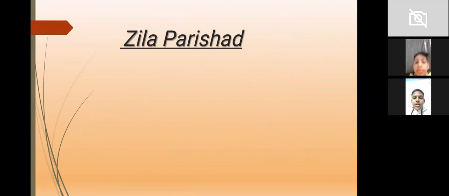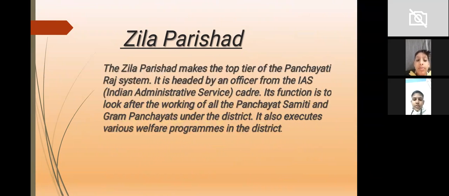Namaskar, my name is Sheer Bansal, presenting our topic on Jilla Parishad. The Jilla Parishad is the top tier of the Panchayati Raj system. It is headed by an officer from the IAS cadre. Its function is to look after the working of all the Panchayat Samitis and Gram Panchayats under the district. It also executes various welfare programs in the district.